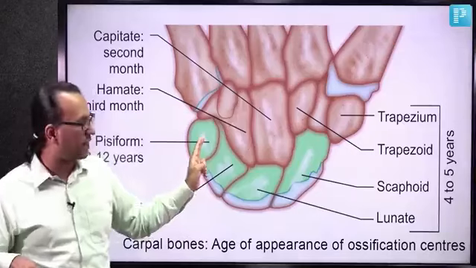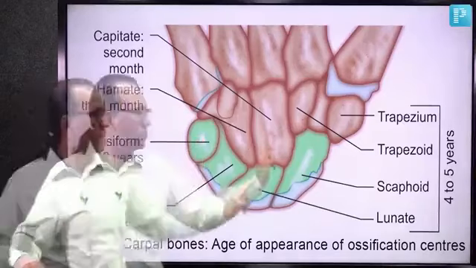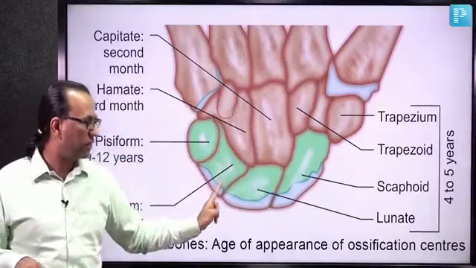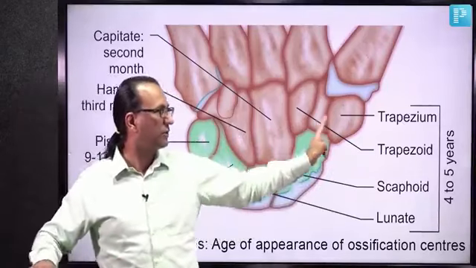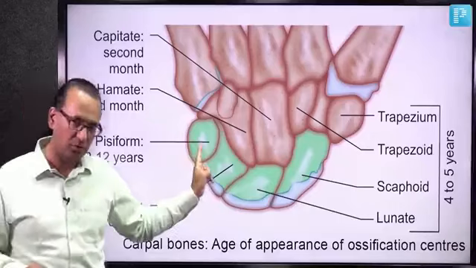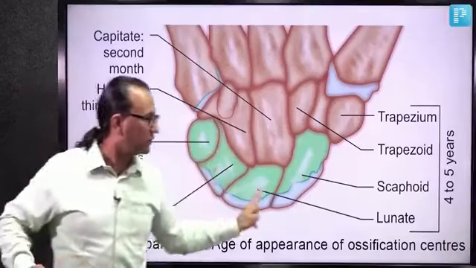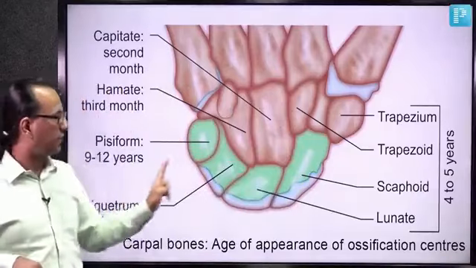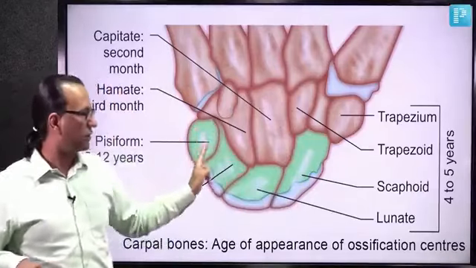You can see it is like an inner circle going out. You start here, that is the capitate, then you have the hamate, then the triquetrum, lunate, scaphoid, trapezium, trapezoid, and then you jump on to the pisiform bone. It's like a circle jumping back to the pisiform bone. 9 to 12 years after birth is the date of ossification.